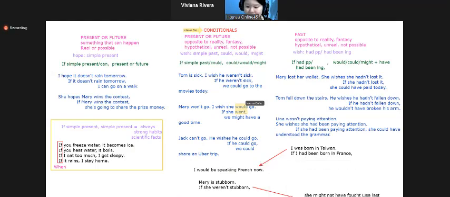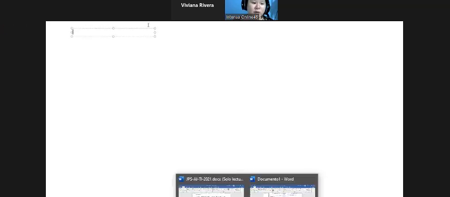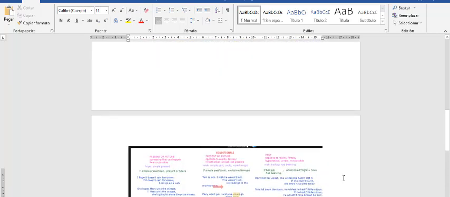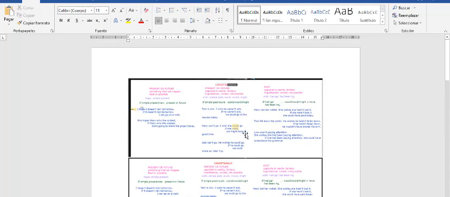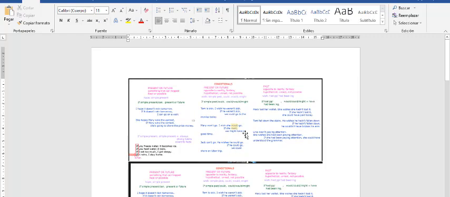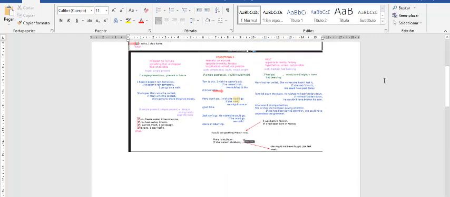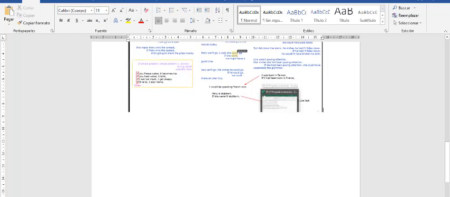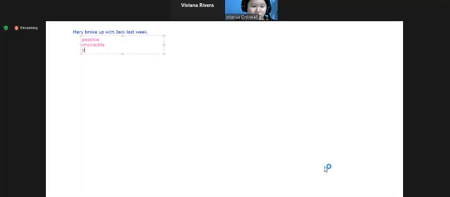Okay, now let's practice. We're going to make sentences first. Then we'll make questions and answers. We're going to talk about situations. Let me give you an example. Mary broke up with Jack last week. The same sentence. So we're going to use all three of the conditionals: possible, impossible in present or future, and impossible in past.